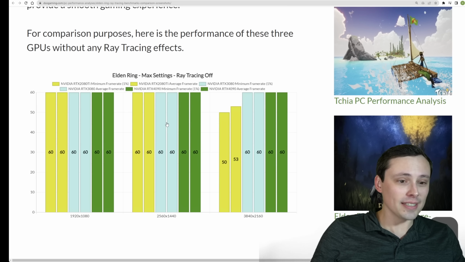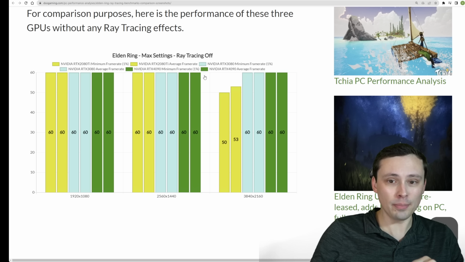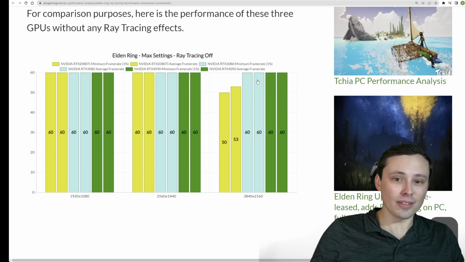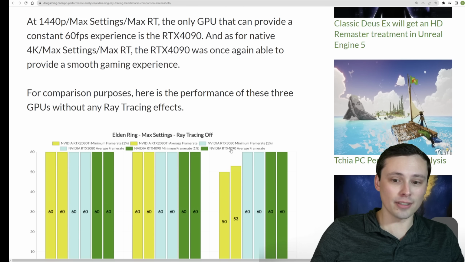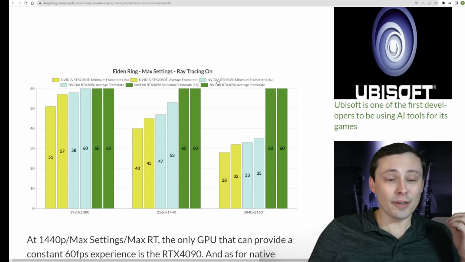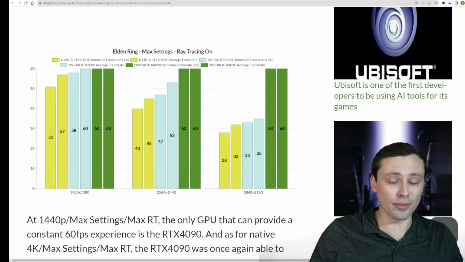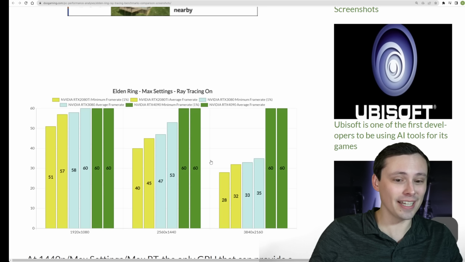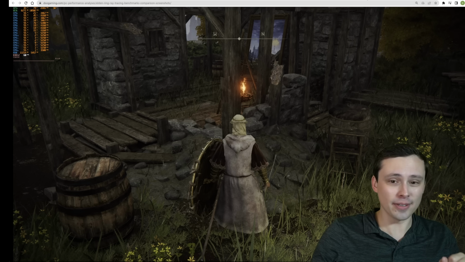Note that without ray tracing turned on, all these GPUs have no trouble holding 60 FPS up through 1440p, and the 3080 can still hold 60 FPS average at 4K, whereas the 2080 Ti just dips into the 50s. So this is clearly indicating a massive performance hit going from RT off to maxing out the ray tracing, and Elden Ring still did not implement any kind of DLSS or FSR support, so that's rough, meaning you can't just kick on image scaling to make this doable. But hey, if you got a 4090, I guess you can run some ray tracing here.